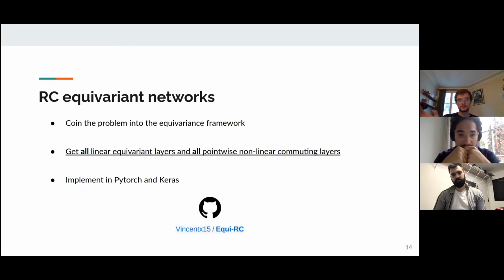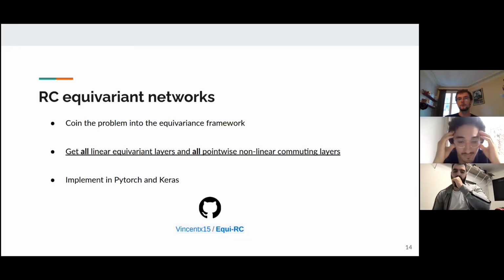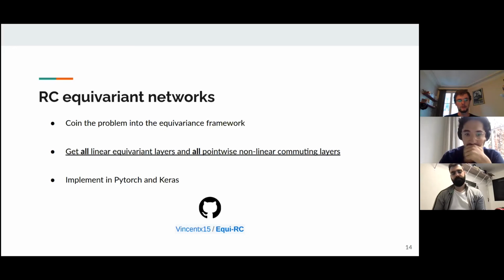So yeah, long story short, what we've done is cast the problem of RC symmetry into the equivariance framework, because we want our results to be stable when we do a prediction over double-stranded DNA. Once we cast this into the equivariance framework, we were able to get all the linear equivariant layers that map from one layer to the next in a neural net, and also all of the pointwise nonlinear commuting layers. We've also implemented those layers in PyTorch and Keras, so you can build equivariant networks almost for free.